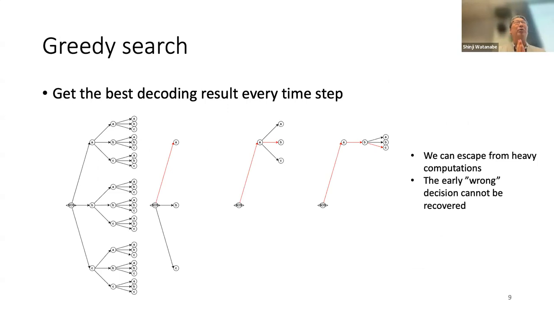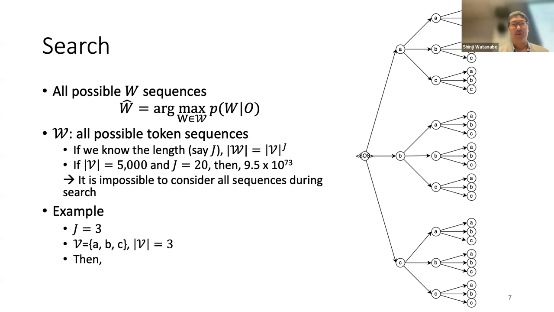And then let's talk about the greedy search. Maybe I should say the answer, because everyone's correct, so I don't have to say it, right? 27, right? Three times three times three, right? Just expanding. And as you see, this is very redundant.